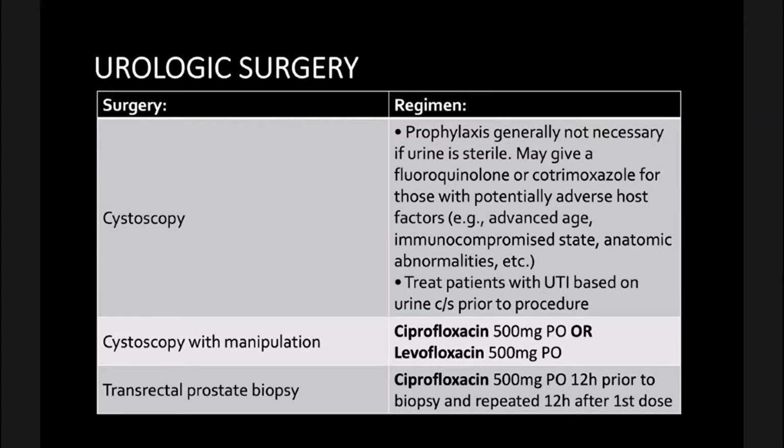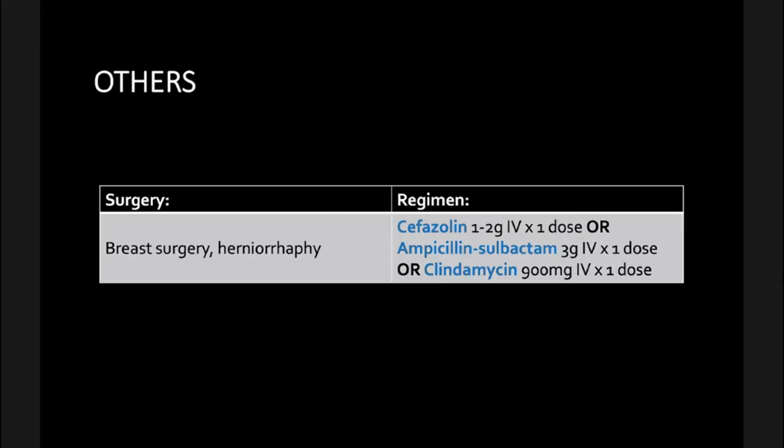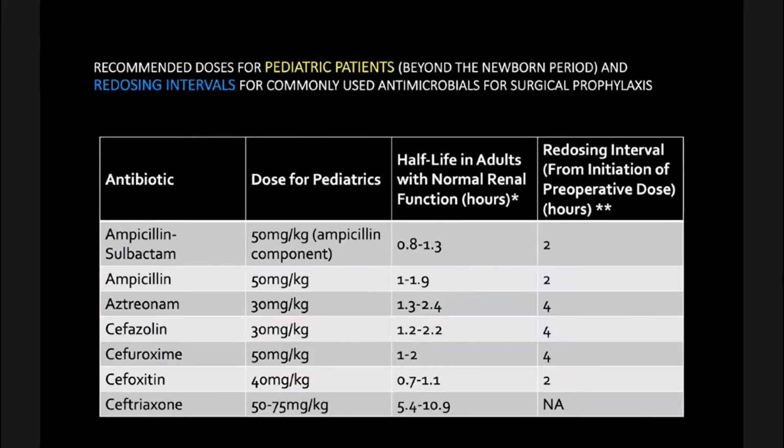cystoscopy. But if you plan to do manipulation during your cystoscopy, you have to give ciprofloxacin prior to OR, or you can also give levofloxacin. For transrectal prostate biopsy, you can give ciprofloxacin as well. For breast and hernia surgery, as I've mentioned earlier, you need not give prophylactic antibiotics. But should you give prophylactic antibiotics, then you could consider giving cefazolin or ampicillin sulbactam or clindamycin.